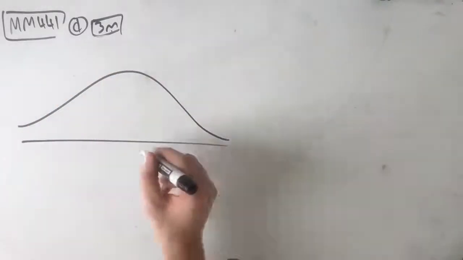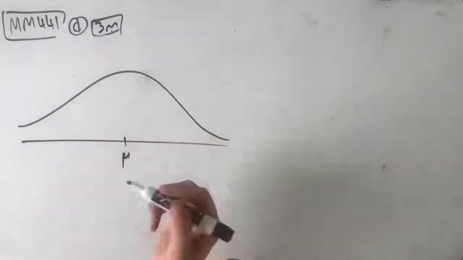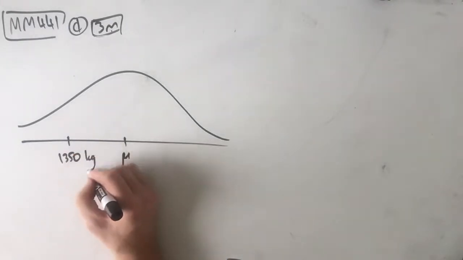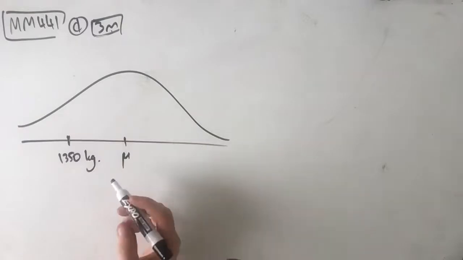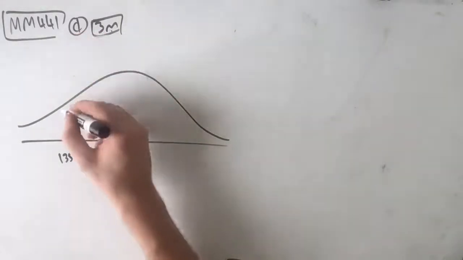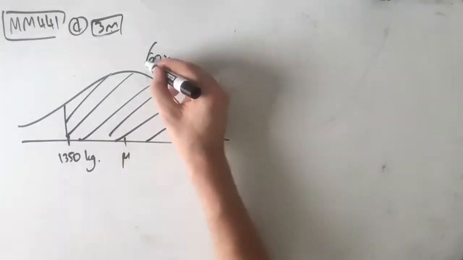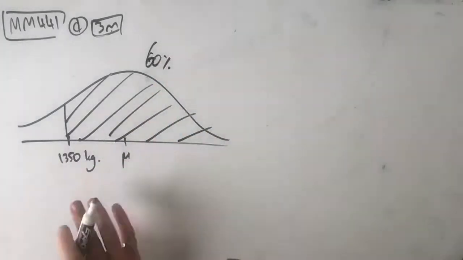Awesome. So we know that it's normally distributed. We know that our mean is mu. And we know that the value that we're looking for is 1350 kilograms, right? So it's going to lie here. We know that 60% of the cars in Victoria, so 60% here, is way more than that, okay?